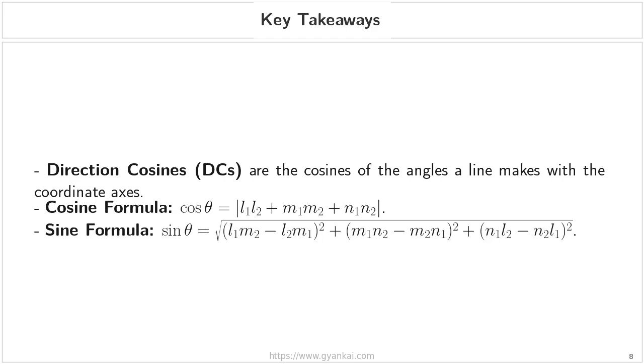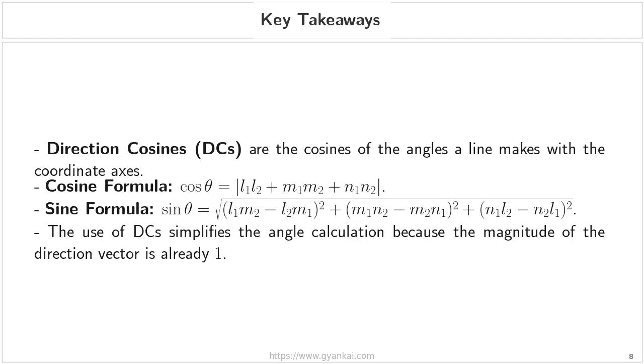Third, we also looked at the sine formula. While it is a bit more complex, it is a powerful alternative. Sine theta equals the square root of the quantity L1 M2 minus L2 M1 squared, plus the quantity M1 N2 minus M2 N1 squared, plus the quantity N1 L2 minus N2 L1 squared. This is particularly helpful in more advanced vector calculus.